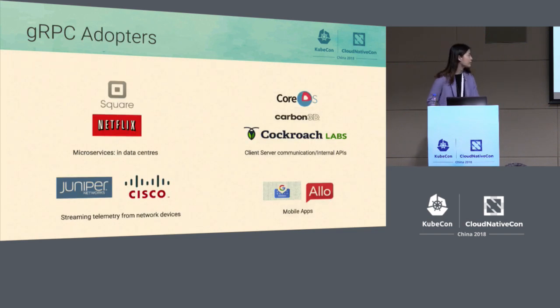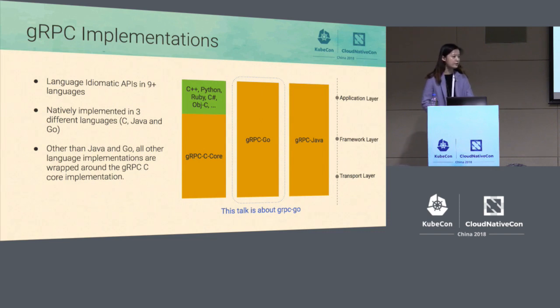And here are some of our adopters. There are just a few of them, and there are a lot more out there. These are just some examples, and the number of adopters is quickly increasing. As I said before, gRPC supports multiple languages, and among those languages, we have 3 implementations that are natively implemented. They are gRPC-C, gRPC-Go, and gRPC-Java. All the other languages are wrapped around the gRPC-C core implementation. So today, I'm going to talk about the gRPC-Go implementation, which is one of the 3 native implementations.